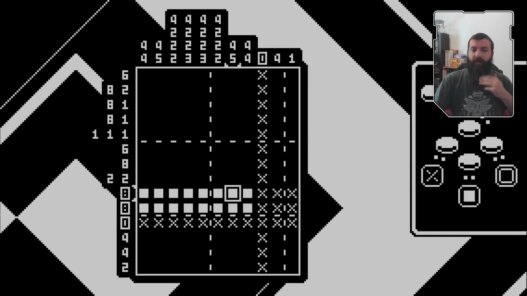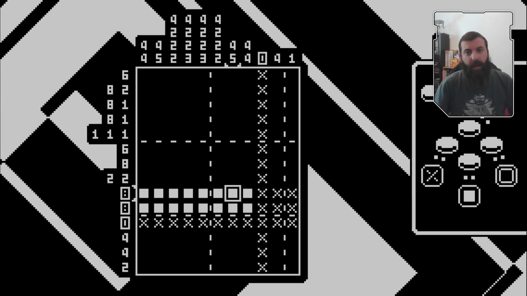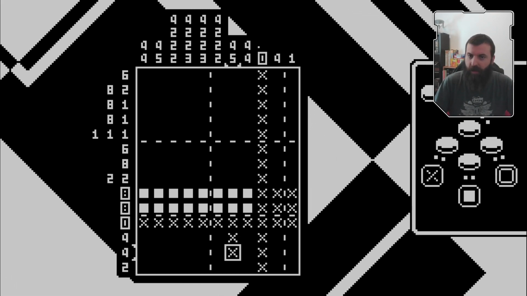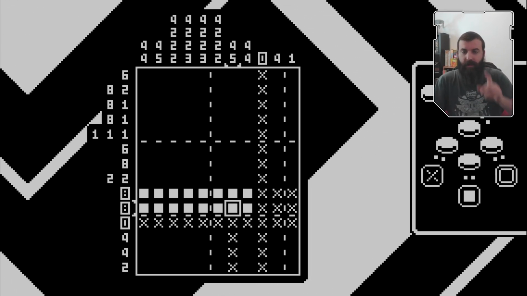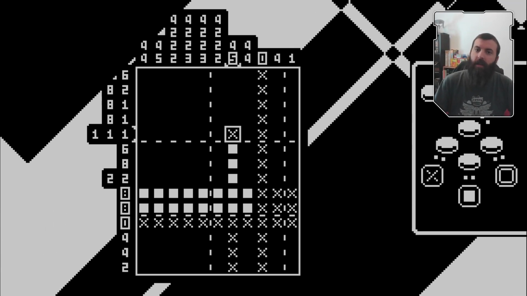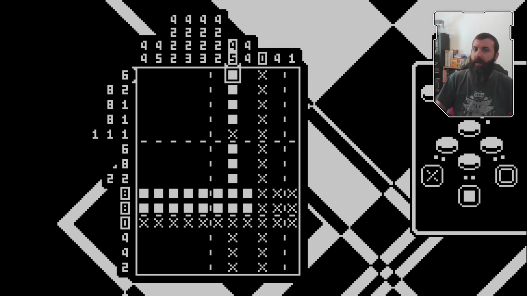Then we can go several steps further. For example, we are now looking at vertical 4 and 5. Well, we know that we can't fit 5 into these 3 spots, so we can X those out, and that means that these bottom 2 have to be part of that 5, and that only leaves room for 4 up here. Bing, bada boom.